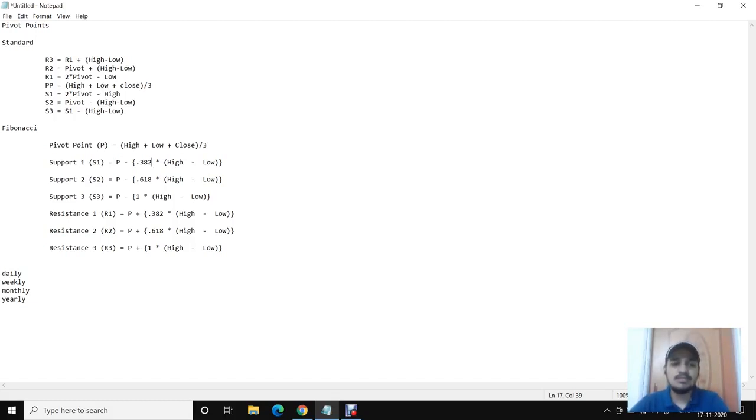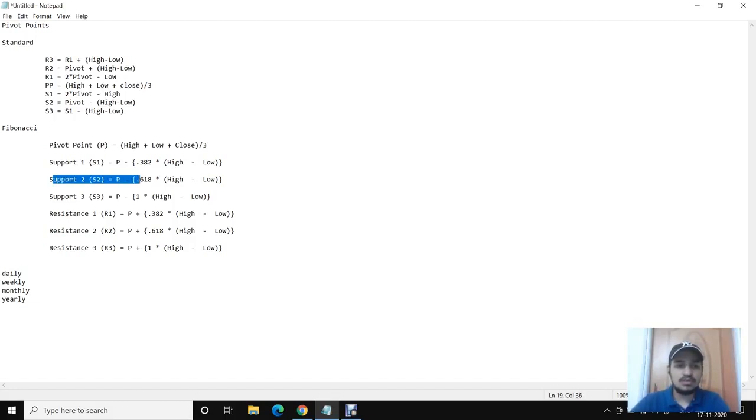So basically 0.382 is a Fibonacci ratio, okay. The Fibonacci ratio is derived from Fibonacci numbers, alright. So that's why 0.382, and 0.618 is also your golden ratio of Fibonacci numbers, okay. So that's why 0.618 is used. So that's why they are termed as Fibonacci pivot points, alright.